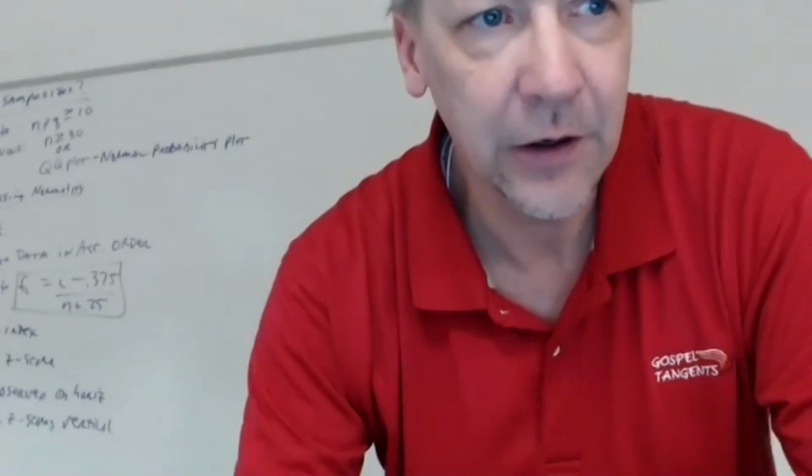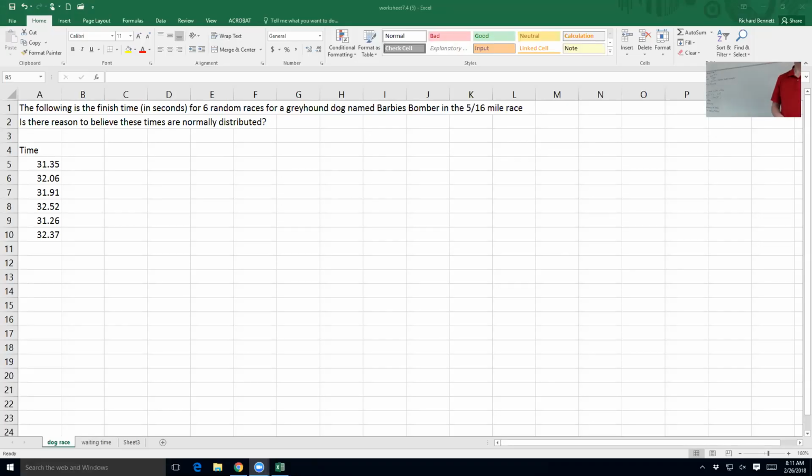Okay. The following is the finish time in seconds of 6 random races for a greyhound dog named Barbie's Bomber in the 5/16 mile race. Why did they come up with 5/16? But whatever. They're gamblers. If you gamble on dog races, you got a problem with gambling. Is there a reason to believe these are normally distributed?